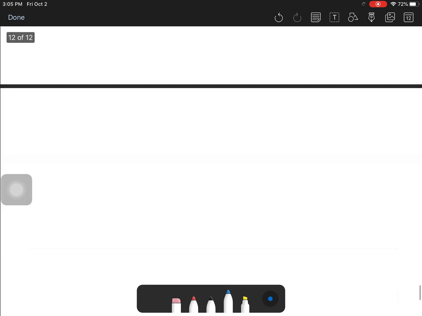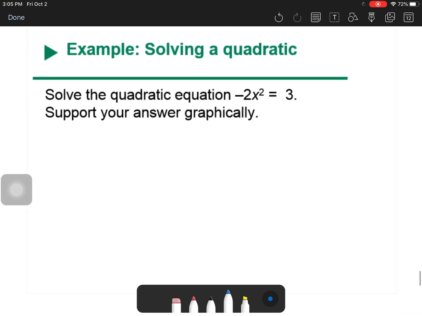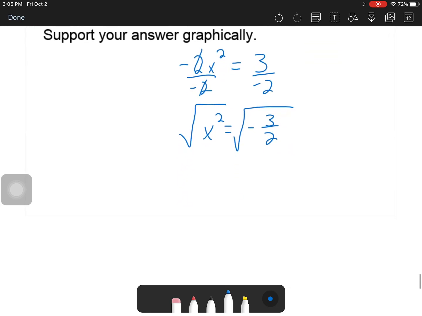All right. I think this is the last one. Yes, it is. So here again, solve the quadratic equation, support your answer graphically. Again, I'm not going to graph all these. You guys can type them in your calculator and see that they don't cross the x-axis. But this one's a pretty straightforward solution because for the linear term, there's no x to the first, so we can just use square root properties for this one. If we divide by -2, then we've got x squared equals -3/2, and we can just use our square root property to finish.